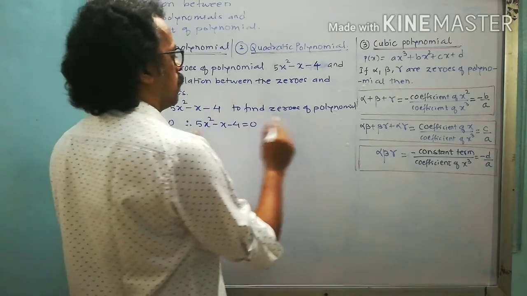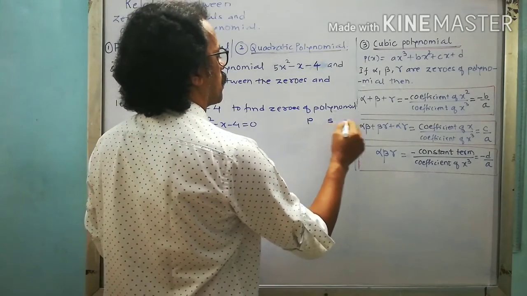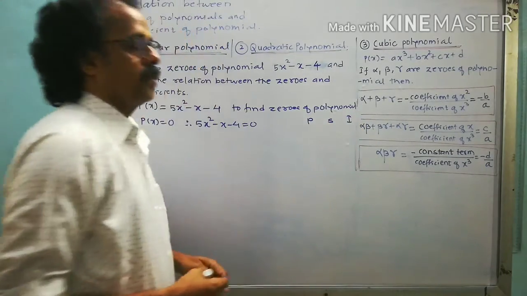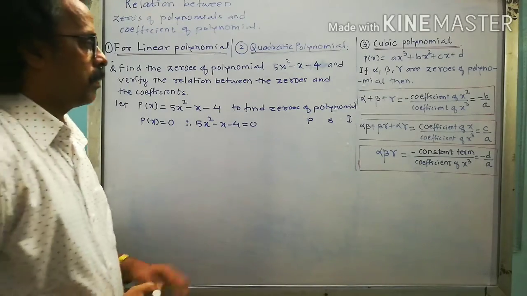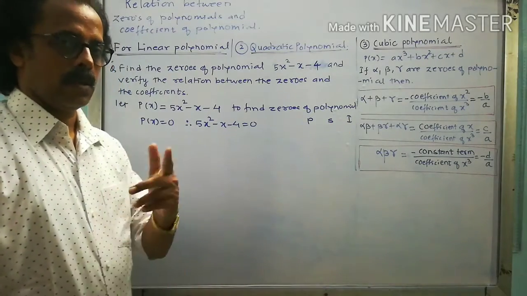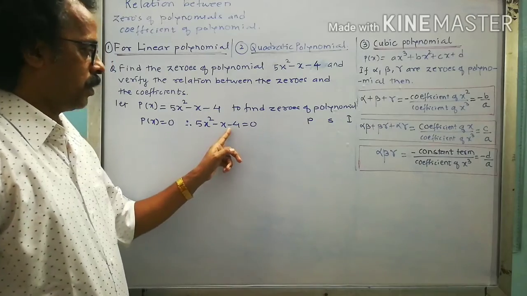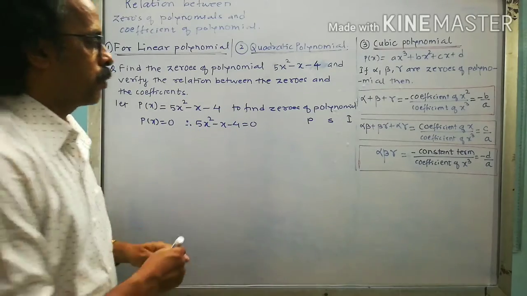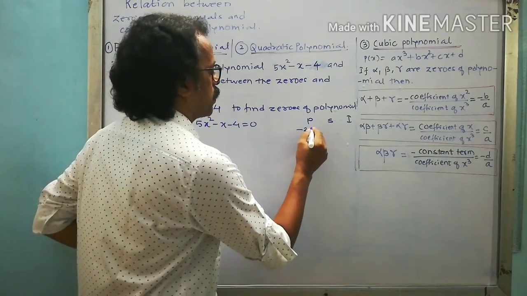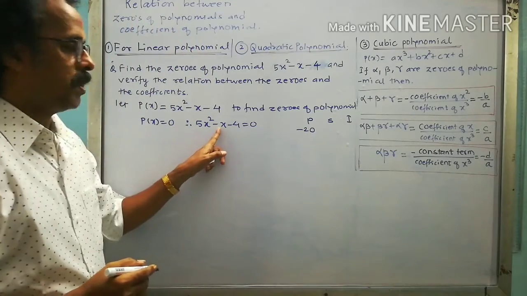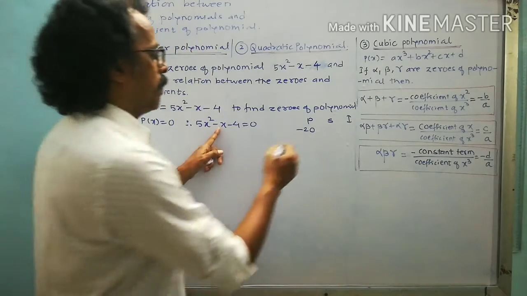Okay, now we will write down here our method. It is a police sub inspector method, we say. Okay, what is that? PSI. Let us see what is that. P is nothing but a product. What is the product? 5 into minus 4. The product will be minus 20. Then the sum is the coefficient of x, which is minus 1.